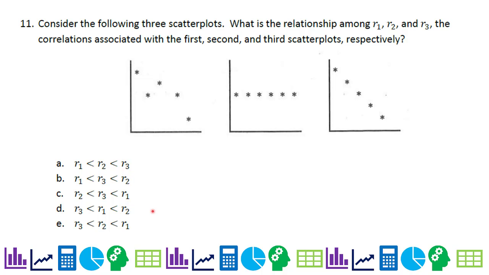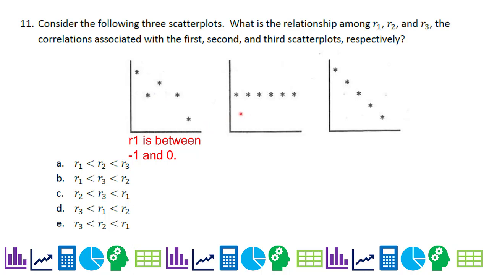Number 11. Consider the following 3 scatter plots. What is the relationship among R1, R2, and R3? The correlations associated with the first, second, and third scatter plots, respectively. So for the first one, R1 is between -1 and 0. Not quite all the way to -1. I'd say probably maybe a negative. It might be a moderate to a strong fit.